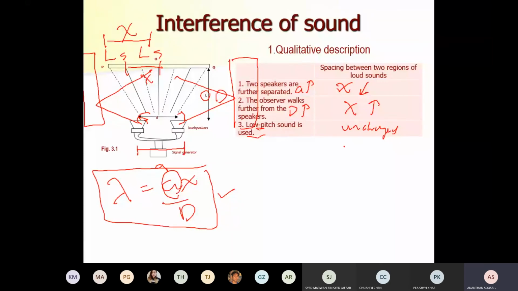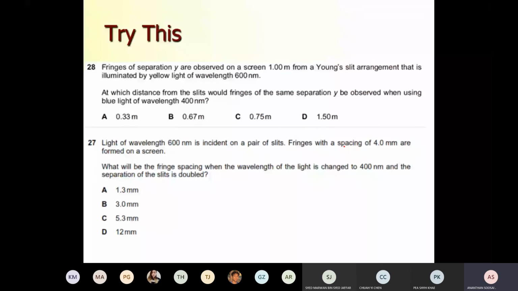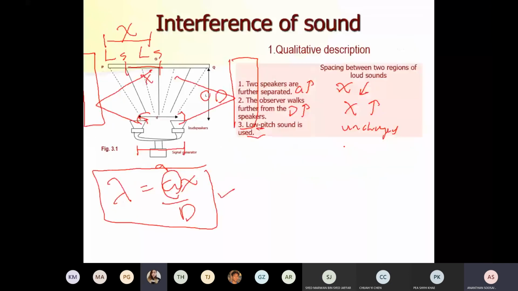Okay, so now we're done with this. Any questions? The pitch is affected by the frequency. Pitch affects the frequency. Oh yeah, sorry, guys. I'm so sorry. Pitch affects the frequency, right?